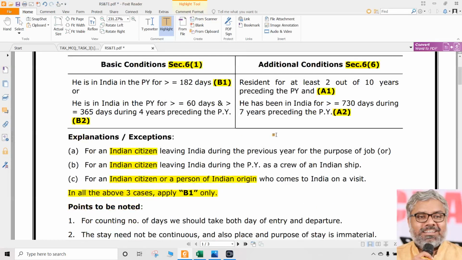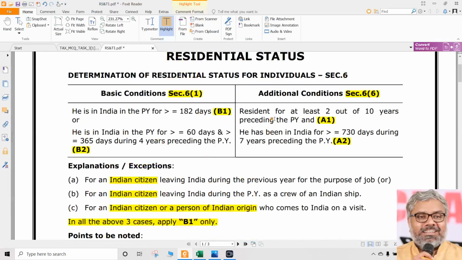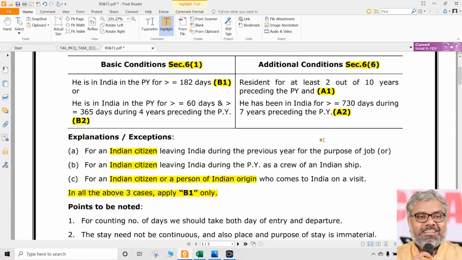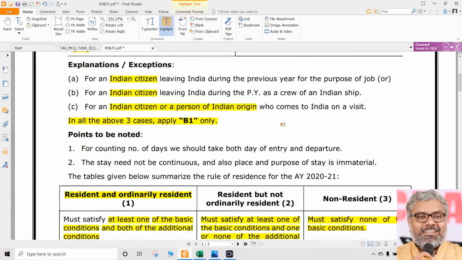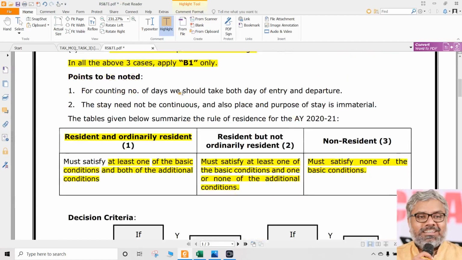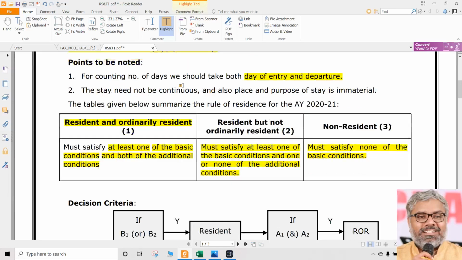So these are the conditions that everybody should remember. Basically, the determination of residential status of an individual depends upon these core areas to be noted and remembered always. In addition to that, we know some other additional points, like for example, the day of entry and the date of departure both have to be counted when calculating the number of days. And the stay need not be continuous, we know that. And the stay need not be at the same place. And the purpose of stay is immaterial.